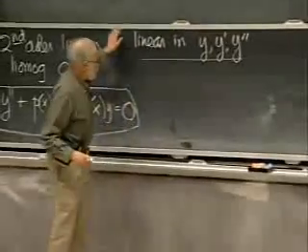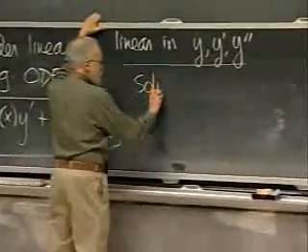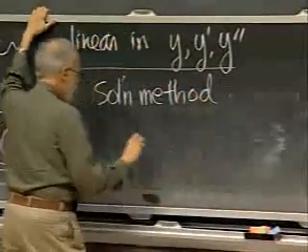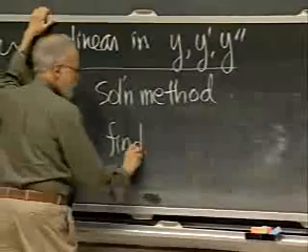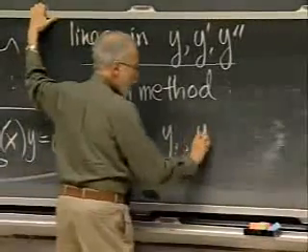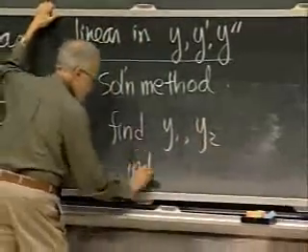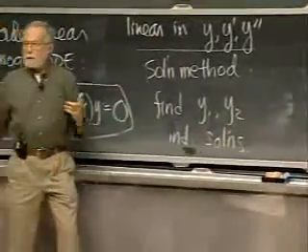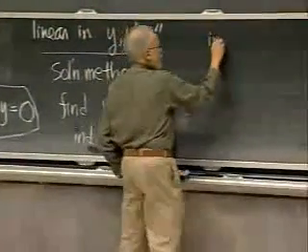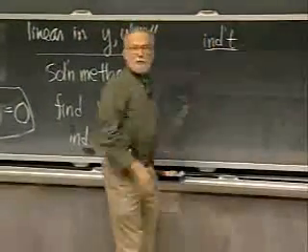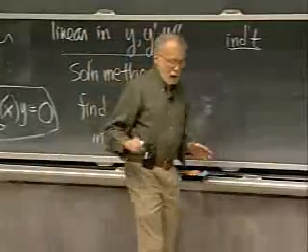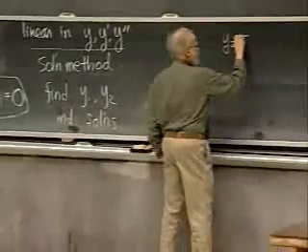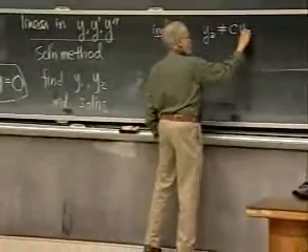Remember, the solution method was to find two independent solutions. And now I'll formally write out what independent means. There are different ways to say it, but for you, I think the simplest and most intelligible will be to say that y2 is not to be a constant multiple of y1.